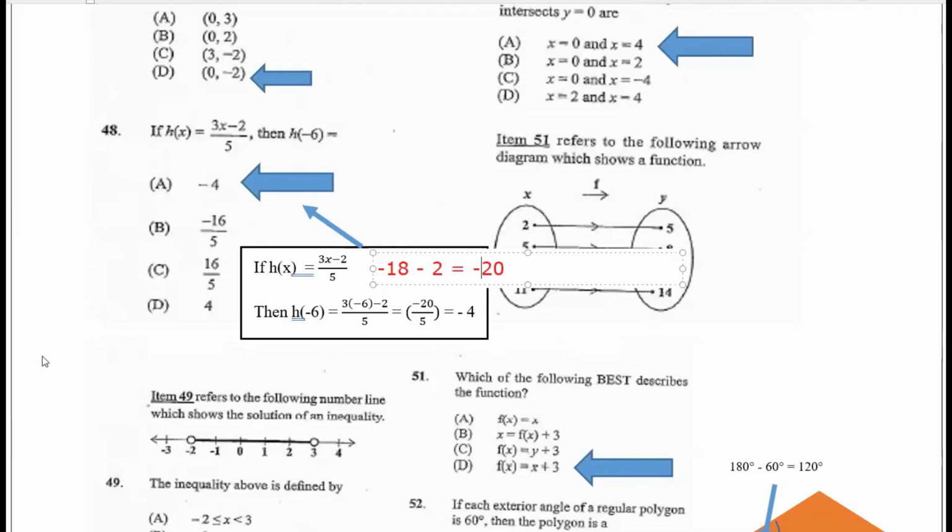So you get -20 and you divide them by 5. 5 into 20 is 4, and you add the minus. So you get -4. That's 8.